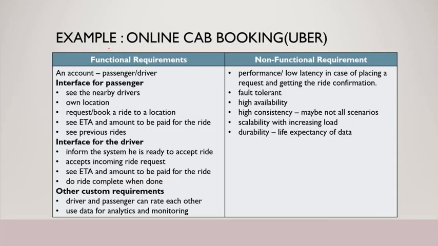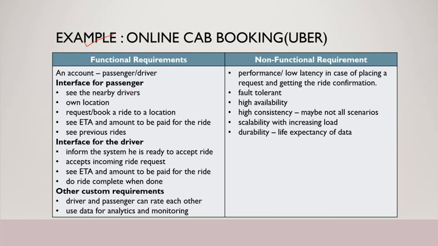So now we'll be discussing some real world examples, and we will identify the functional requirements and non-functional requirements. So the first one here is an online cab booking system like Uber, Ola. Functional requirement will be we would need accounts. One would be like a passenger account and then a driver account, right?